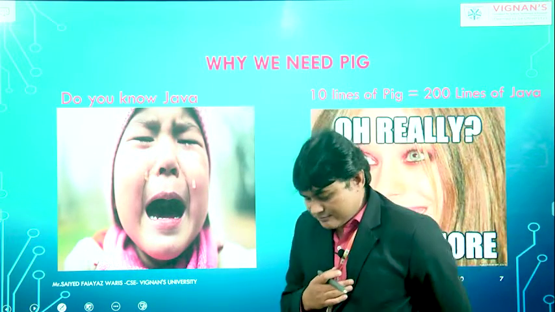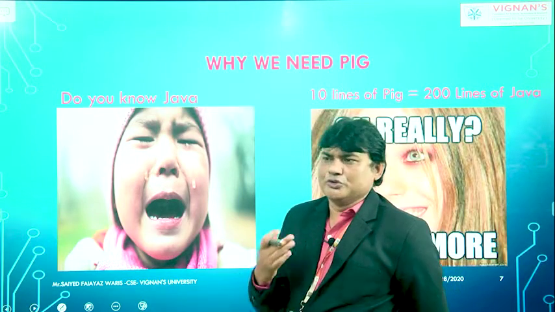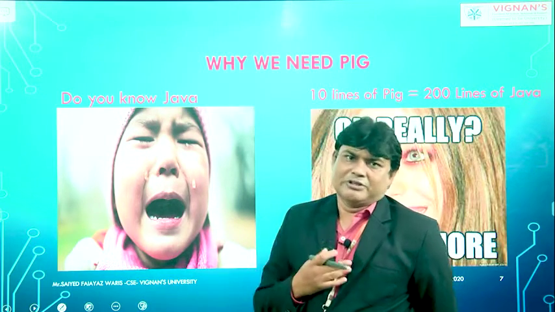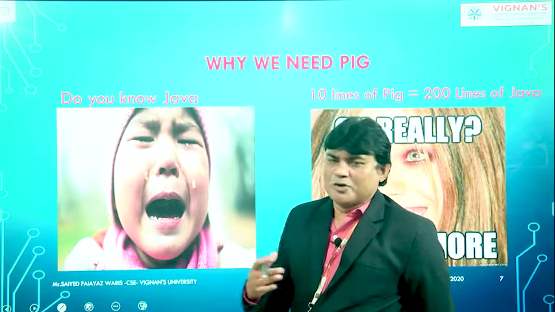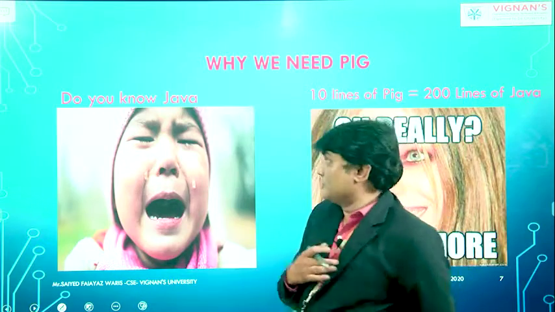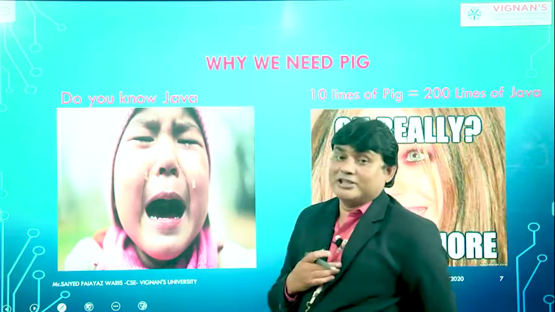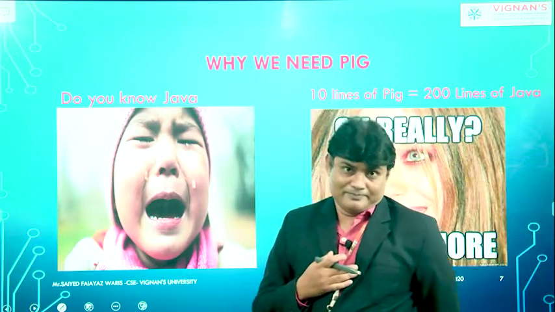For some people, Java is a very complex programming language. There are a lot of things you need to know about Java, right? Java is a very vast ocean. We have to learn from scratch. It is a very difficult programming language for some people. So, do you know Java? See, he's crying. It means he doesn't know Java. He's not good at Java programming.